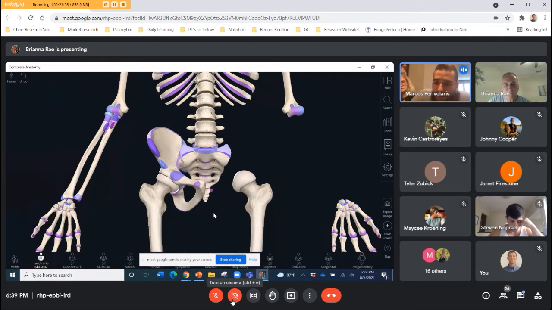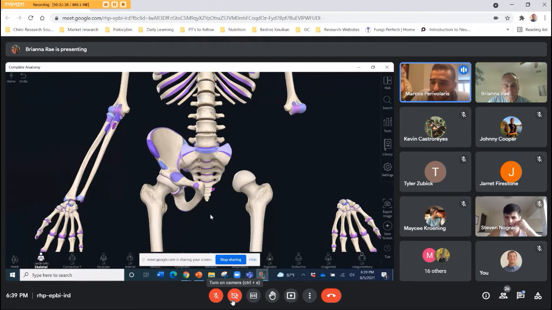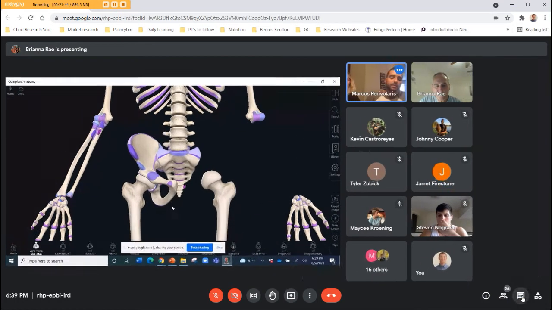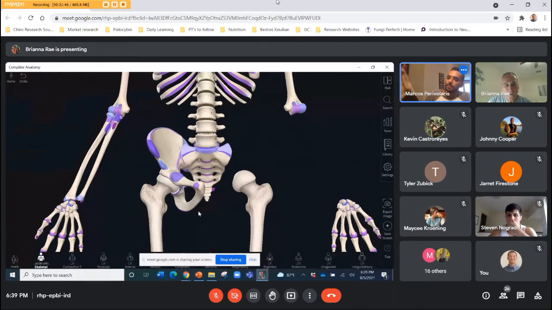Dr. Johnny asked, if the femur head is in the acetabulum, how does an X-ray show an anatomical short leg? We're going to get to that in my PowerPoint. Good question. Should I switch to that now? Yeah, that'd be perfect. All right.